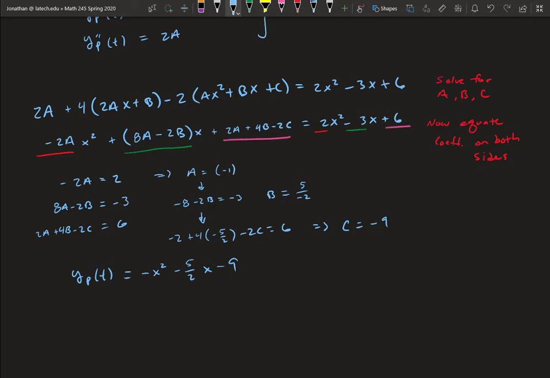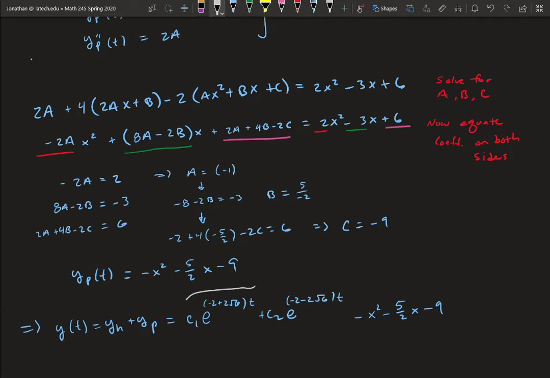So our general solution, y of t equals yh plus yp equals c1 e to the negative 2 plus 2 squared to 6t plus c2 e to the negative 2 minus 2 squared to 6t. And then our particular solution is negative x squared minus 5 halves x minus 9. And that is our general solution for this non-homogeneous equation.